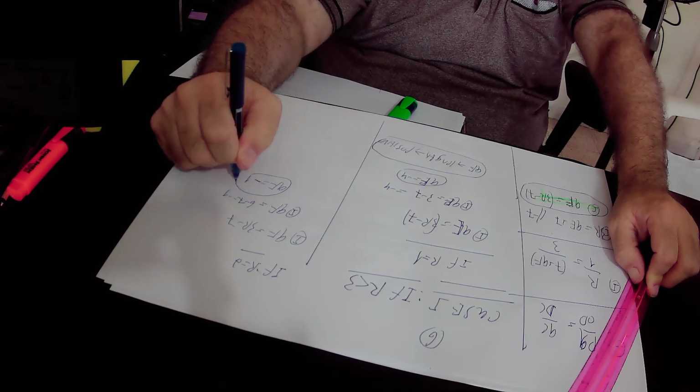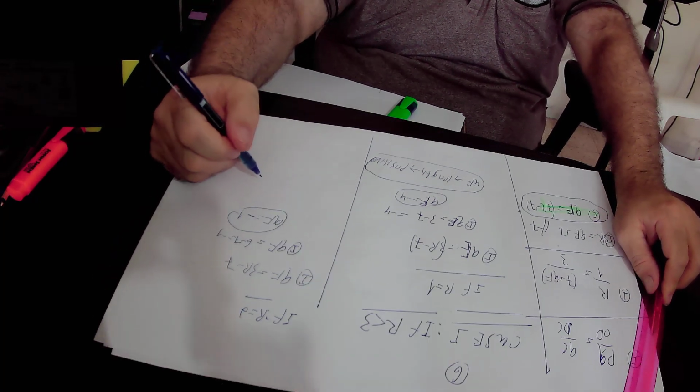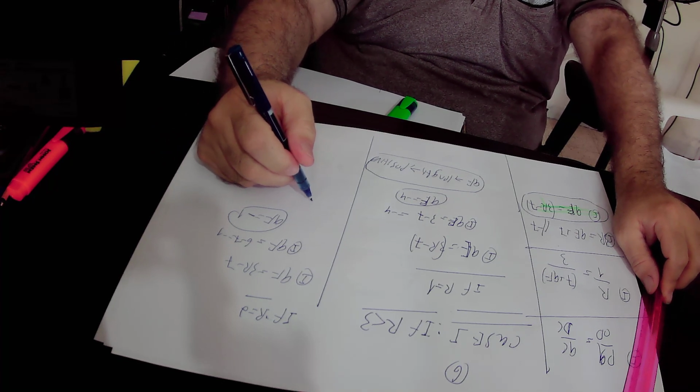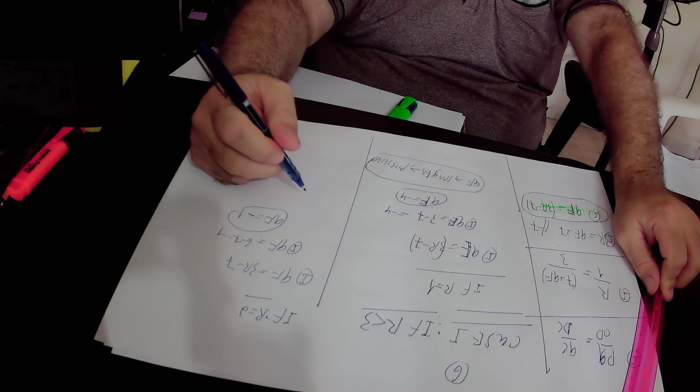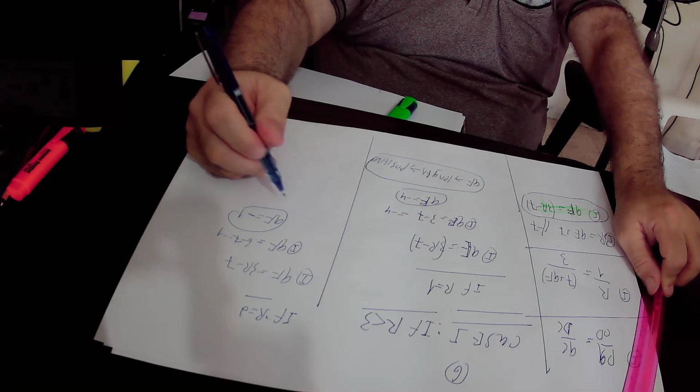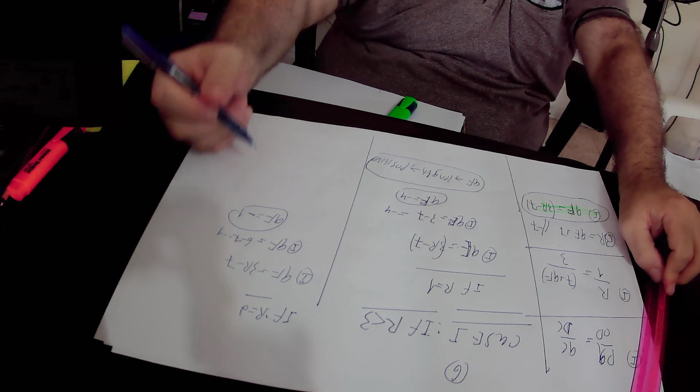Again, QF is negative, and we know that QF is a length, and as a length it must be a positive number, so R cannot be equal to 2, it must give a positive length.